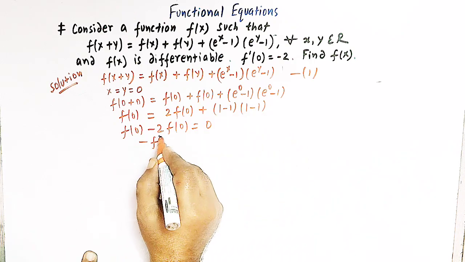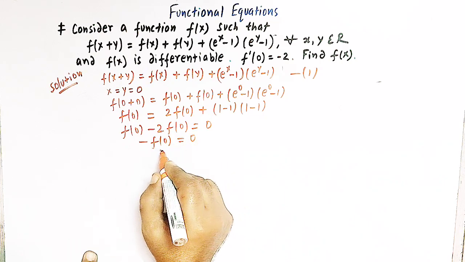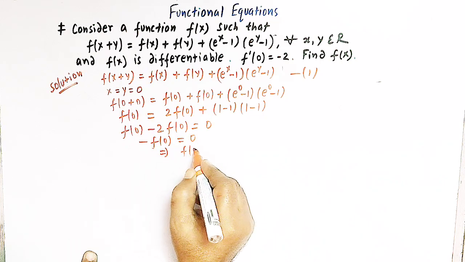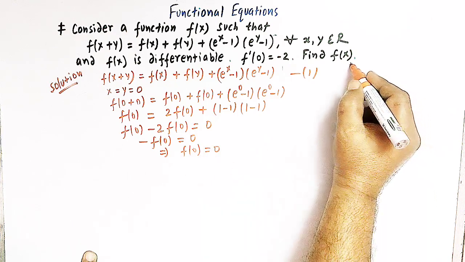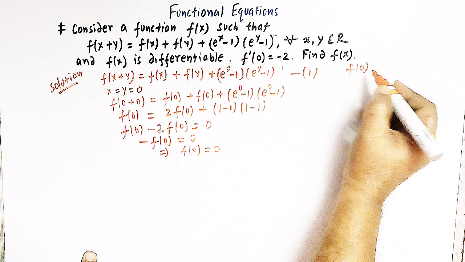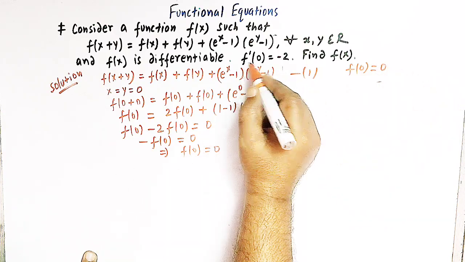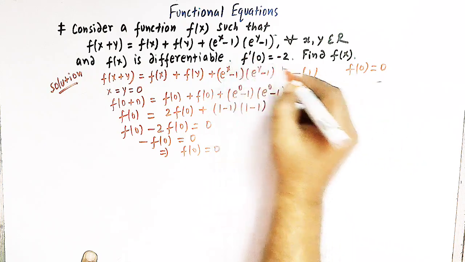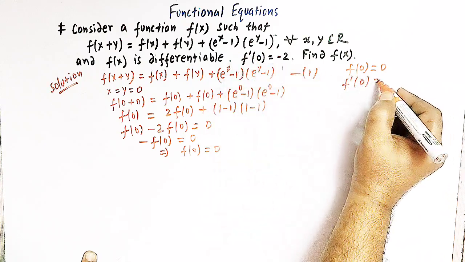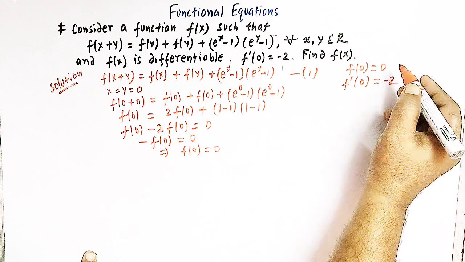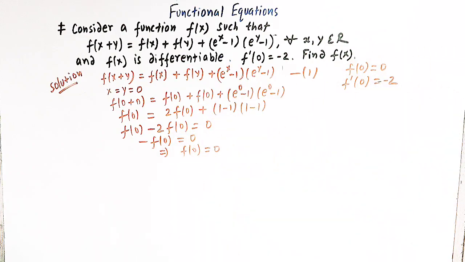So we have minus f of 0 is equal to 0, and this implies that f of 0 is equal to 0. So we have an important result: f of 0 is equal to 0. And moreover, we are also given in the problem that f prime of 0 is equal to minus 2. We'll utilize these results in the later part of this problem.